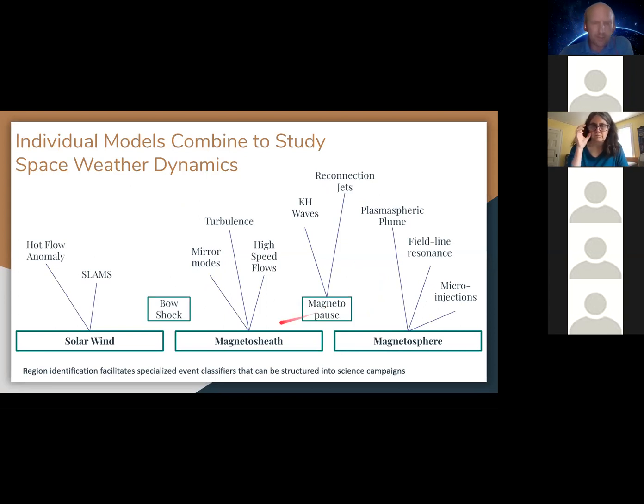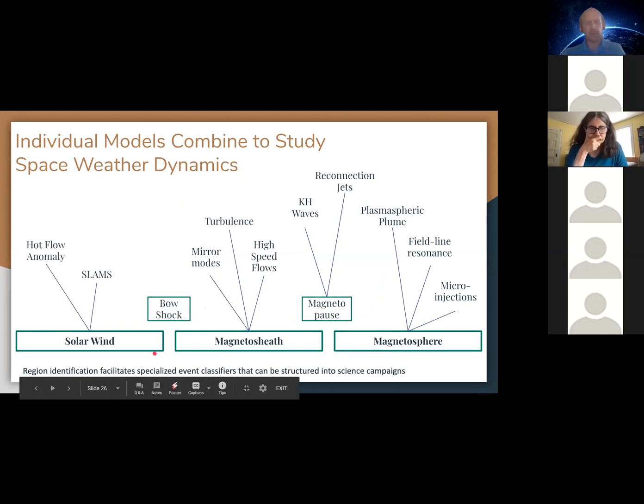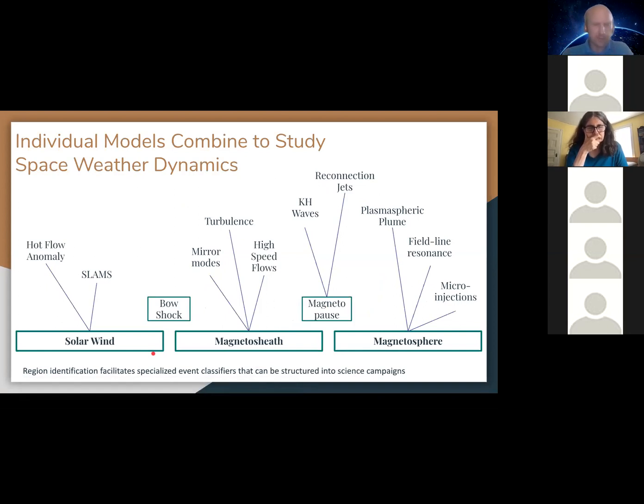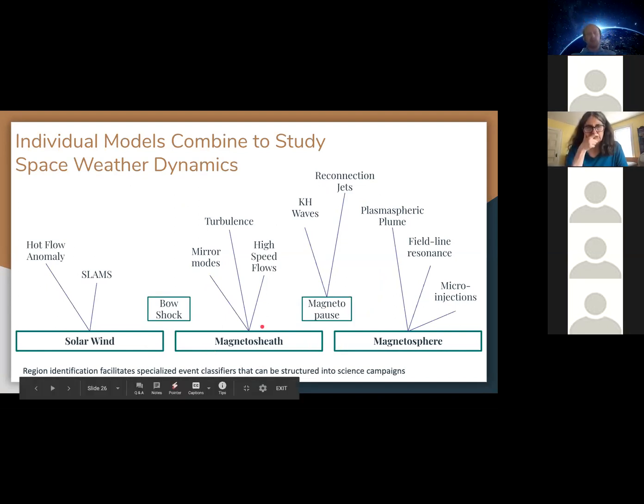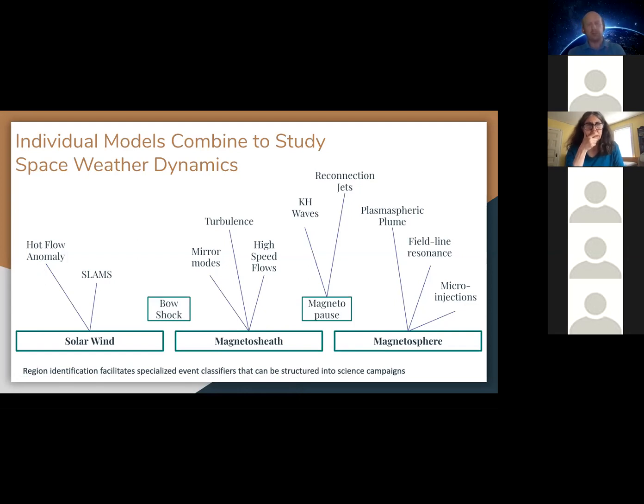Our plan, or my vision for this, is to create region identifiers. So create an identifier that can pick out data from the solar wind, magnetosheath, and magnetosphere. And that way, when you go to create your event identifiers, for example, if you're looking at hot flow anomalies or SLAMS, which are only found in the solar wind, you don't have to train your model so that it knows what magnetosheath and magnetosphere look like. You can just have a specific model looking at solar wind data to identify SLAMS and hot flow anomalies. This follows a trend in industry that has demonstrated that a large number of very specific models does a better job than one do-everything model.